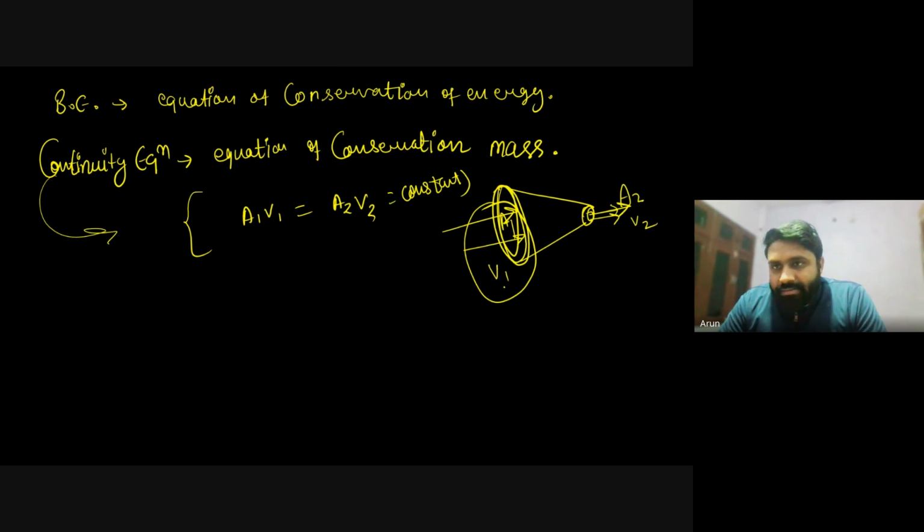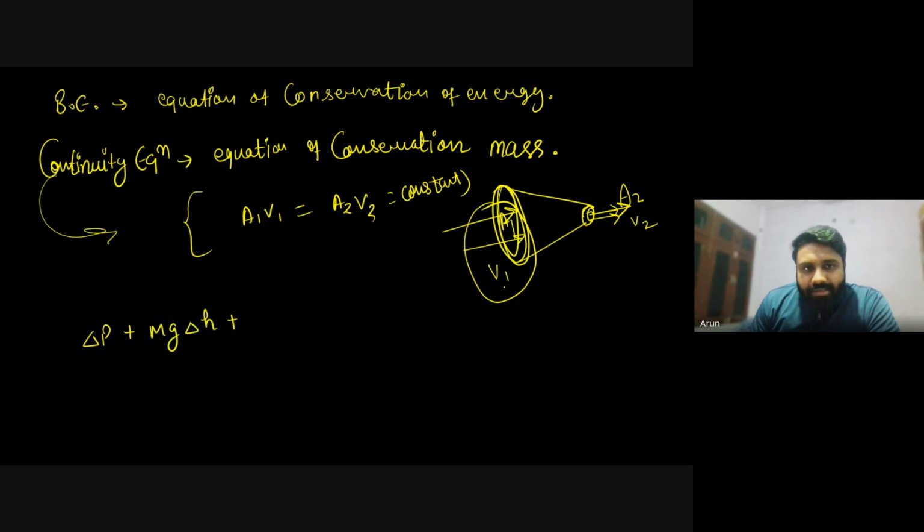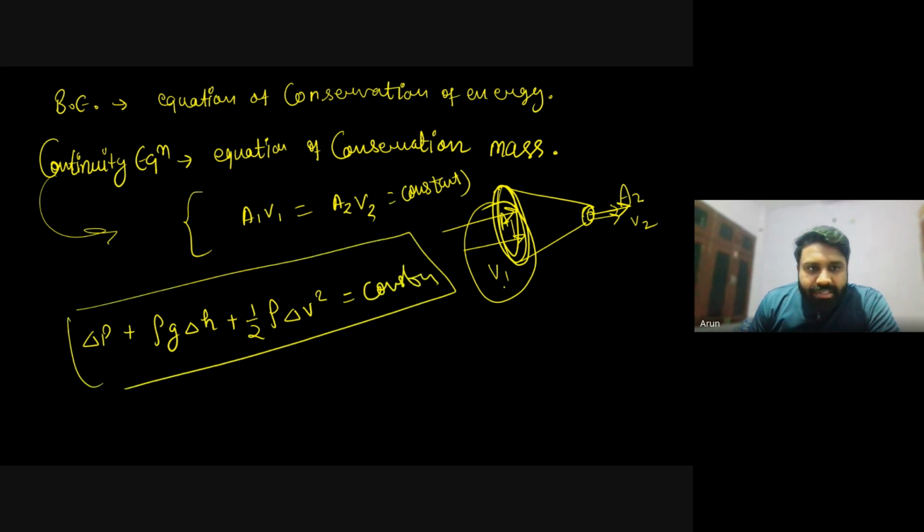Whatever mass of water enters, the same mass will leave. Or you can say the volume flow rate. Got it? Now, the Bernoulli equation says that delta P plus rho g delta H plus 1 by 2 times rho delta V square is equal to constant, which means change in pressure energy, change in potential energy. This is potential energy, also termed as potential head.